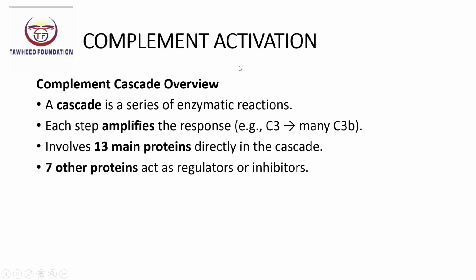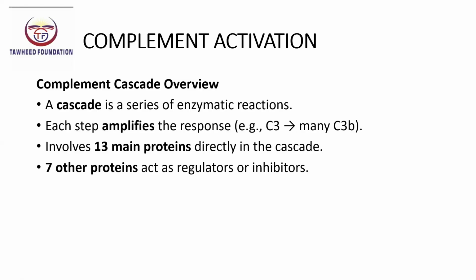Next is complement activation. So, overview of the complement cascade. Complement activation functions as a biochemical cascade, a series of enzyme-driven reactions where the activation of one component triggers the activation of the next, creating a domino effect. Each step amplifies the signal dramatically. For example, when one molecule of C3 convertase is formed, it can cleave and activate hundreds of C3 molecules, resulting in a massive immune response from a small initial trigger.